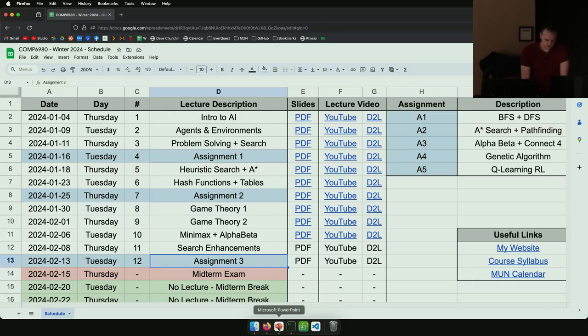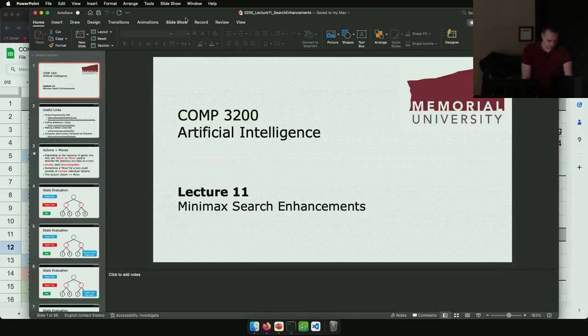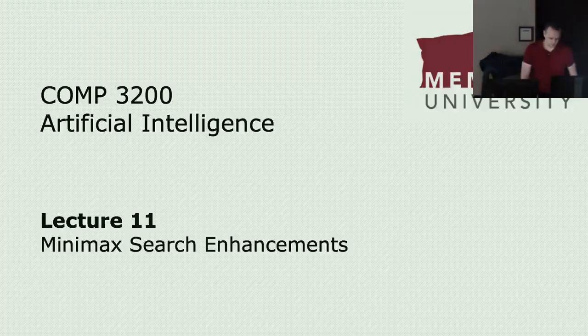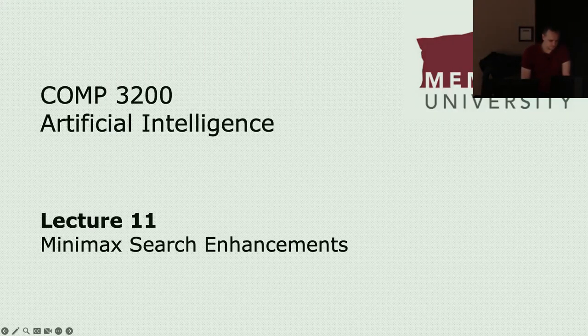Okay, so today, last time we talked about the Minimax algorithm. Today we're going to talk about enhancements that you can make for the Minimax algorithm, because assignment 3 is all about Minimax. So let's get into that. Lecture number 11, Minimax search enhancements.